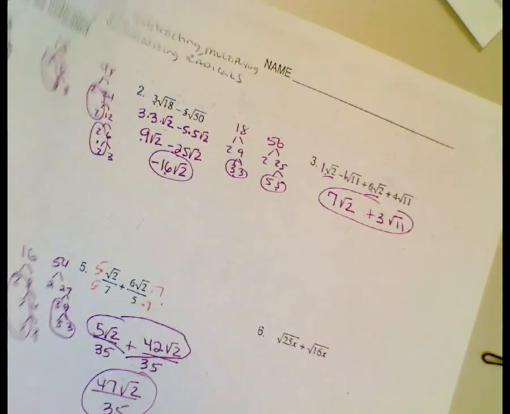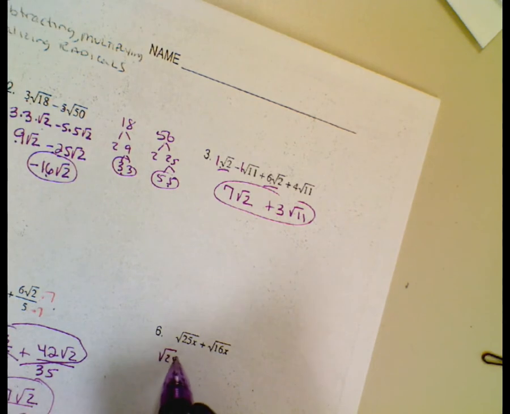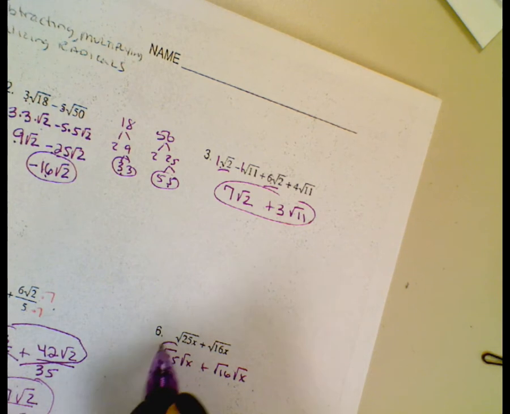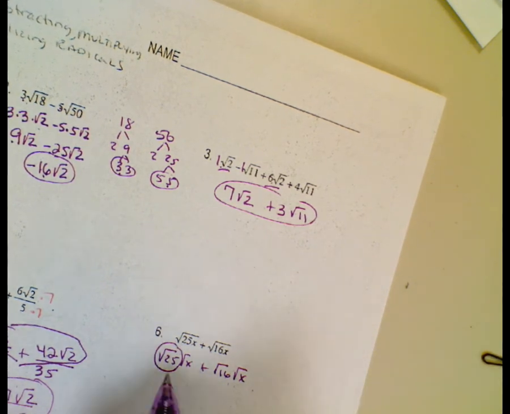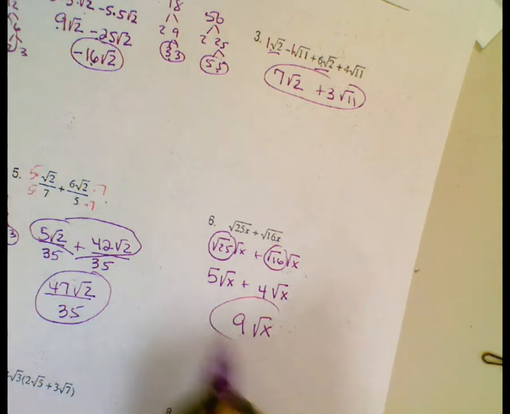So number 6. Basically, I'm going to split these up like this. 25 is a perfect square. I don't need a factor tree because that is a perfect square. So that is 5 square root of x. Square root of 16 is 4 square root of x. So that's a perfect square. So the answer is 9. Oops, 9 square root of x.